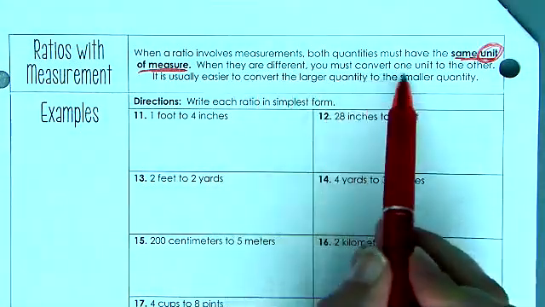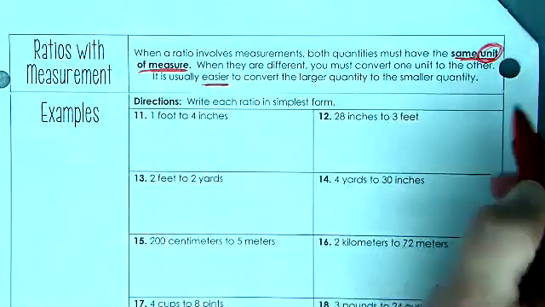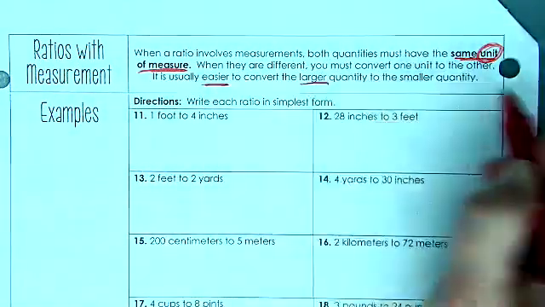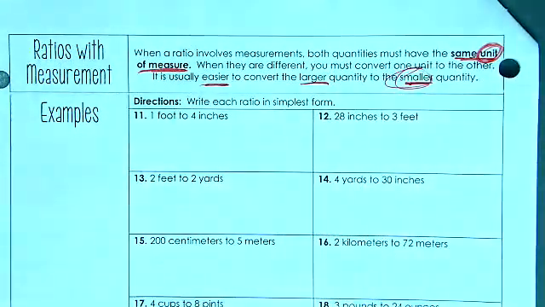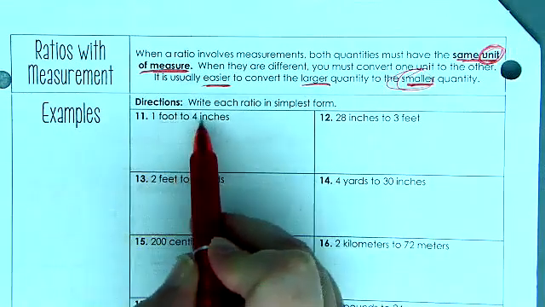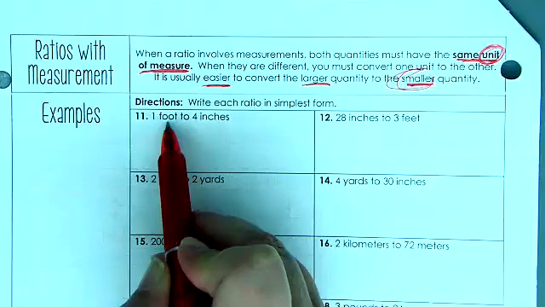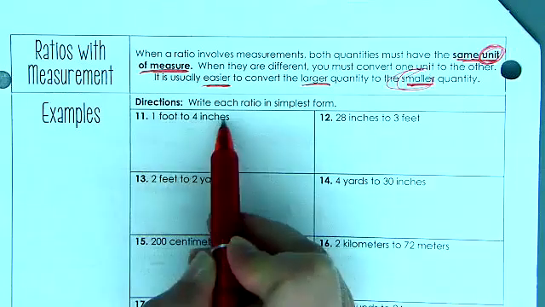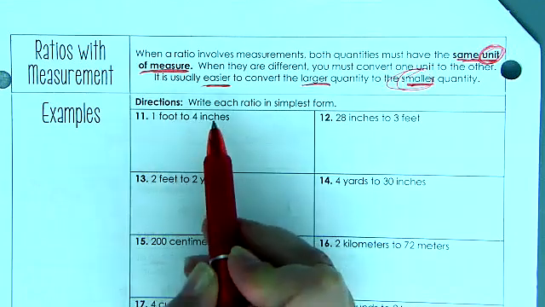When they are different, you must convert one unit to the other. It is usually easier to convert the larger to the smaller. So we want to make it to the smallest unit. All right. So when I'm looking at number 11, we're going to write each ratio in simplest form as my directions say, 1 foot to 4 inches. So right now it's feet to inches, but I want to change it to where it's inches to inches, where I have the same unit.